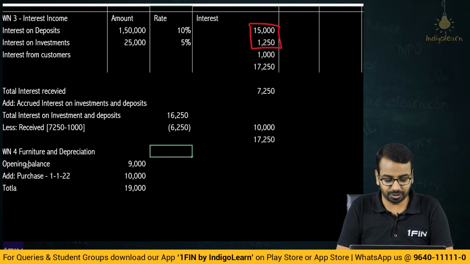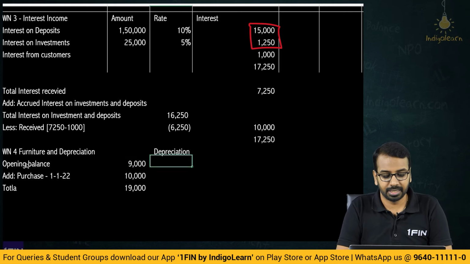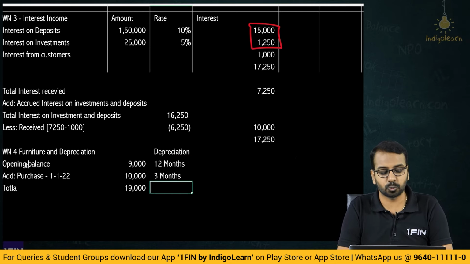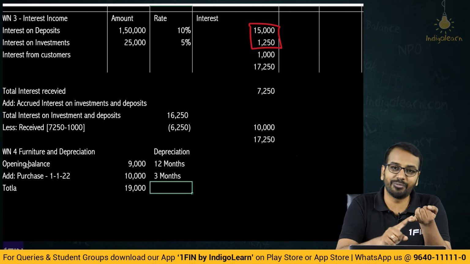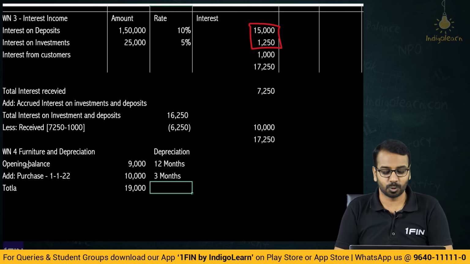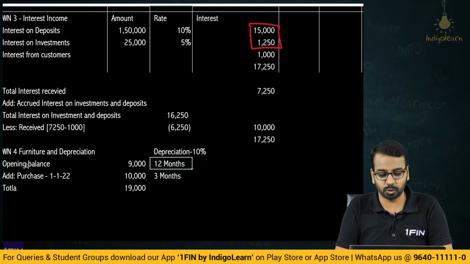Now depreciation, this will be for 12 months, but for this 10,000 you will have depreciation only for 3 months. Why? We purchased on 1st of January. So January, February, March, only 3 months depreciation should be provided. So how much is the depreciation rate? Depreciation they have given 10% rate. So what is the amount?